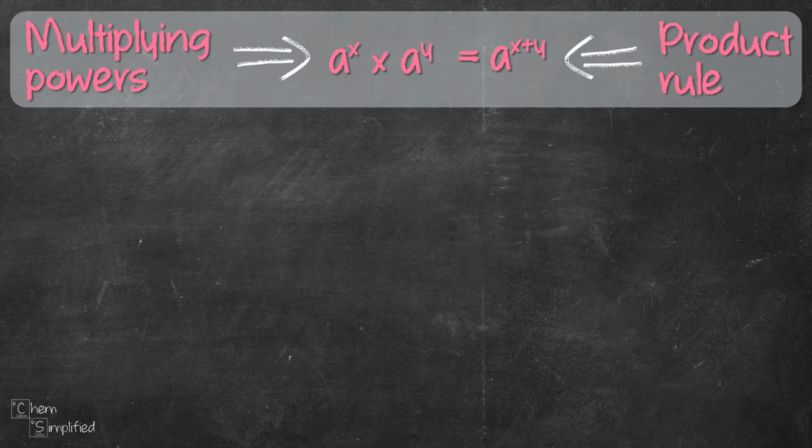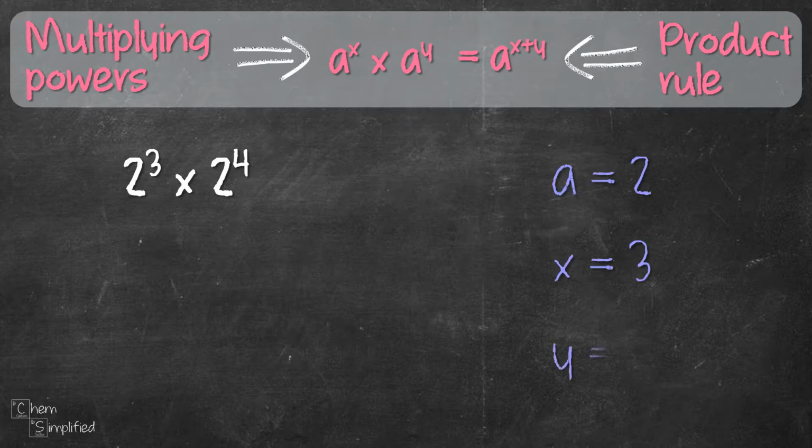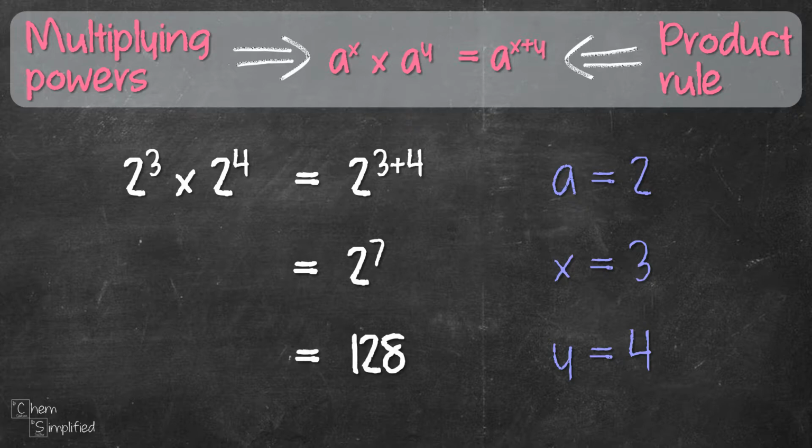Let's look at an example. Say we have 2 to the power of 3 times 2 to the power of 4. In this example, a is 2, x is 3, and y is 4. Since both bases are the same, all we have to do is add up the exponents like this. So we get 2 to the power of 3 plus 4, which is 7. And that works out to be 128.